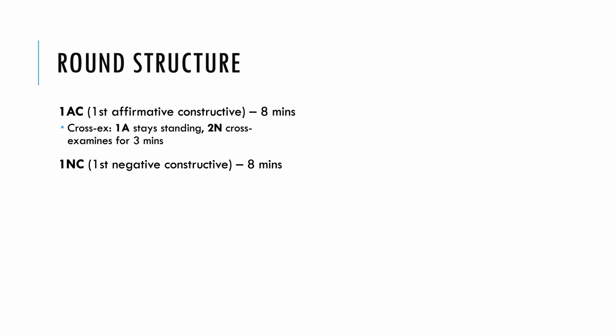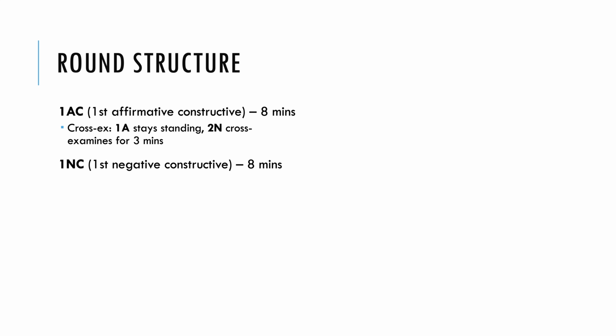It would actually be really hard. So instead, this actually makes a lot of sense: the 2N, the second negative speaker, stands up and does the cross-examining so that the 1N, the first negative speaker, can be sitting there finalizing his speech, preparing to stand up and give that speech as soon as the cross-examination is done.